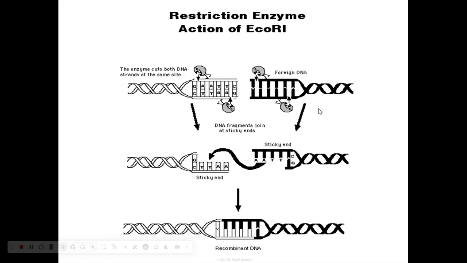Here would be another picture of that same process. Using restriction enzymes, picking up on certain sequences of DNA, creating those sticky ends, and eventually making what's called recombinant DNA. So this is a process that can be used in making genetically modified organisms.